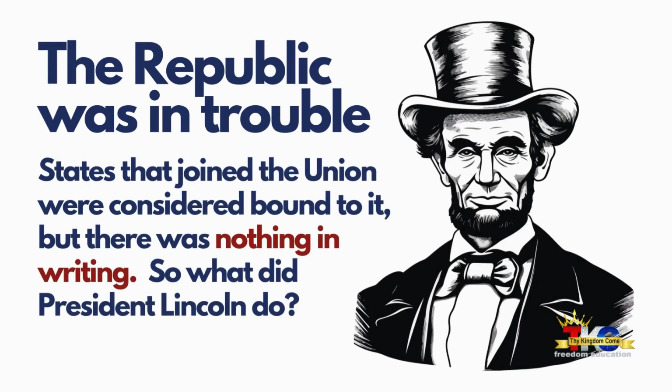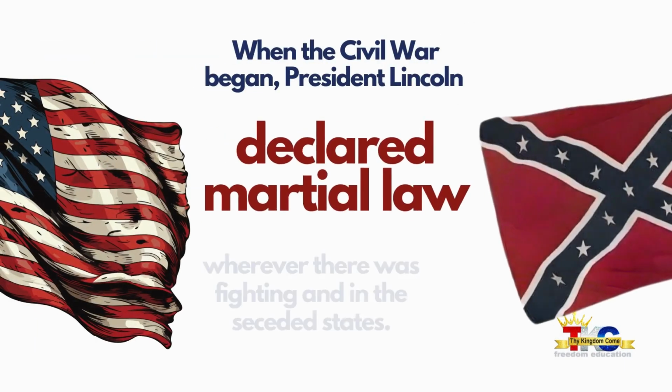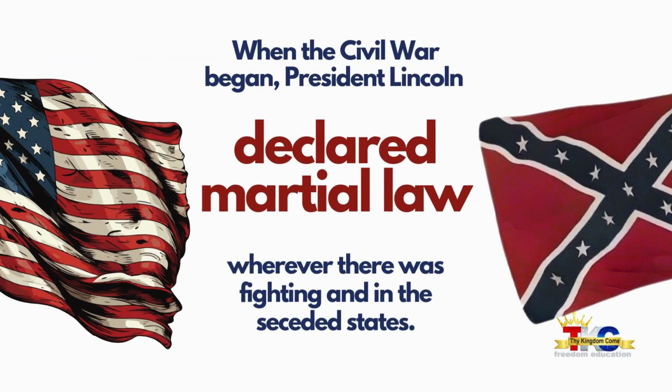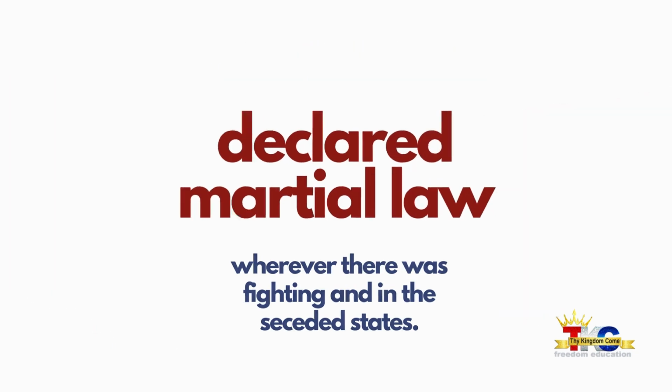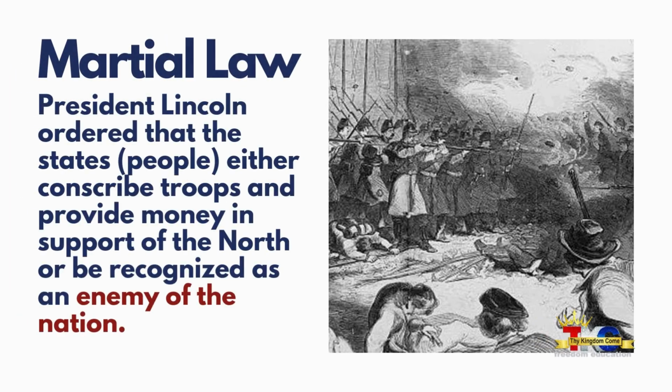The Republic was in trouble. States that joined the Union were considered bound to it, but there was nothing in writing. So what did President Lincoln do? When the Civil War began, President Lincoln declared martial law, wherever there was fighting, and in the seceded states. President Lincoln ordered that states either conscript troops and provide money in support of the North, or be recognized as an enemy of the nation.